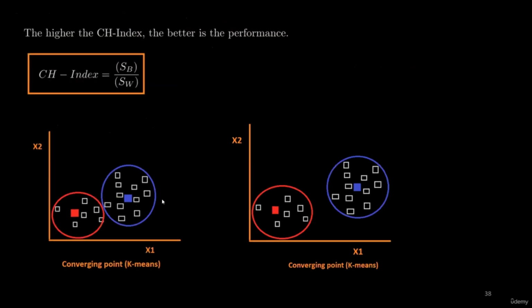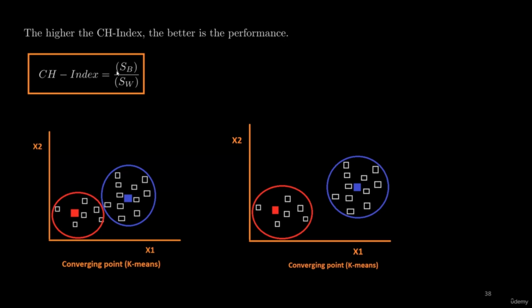Now look at these two convergence points. Here the algorithm has converged and we have two separate clusters. Here the algorithm has also converged. This is our other example, and we also have two clusters. Now we can see that this clustering is better as compared to this clustering. Why? Because the separation of the clusters is very large, very clear, and very obvious. Here it seems that the clusters are trying to overlap each other. So what will happen? What are SB and SW for this matrix?